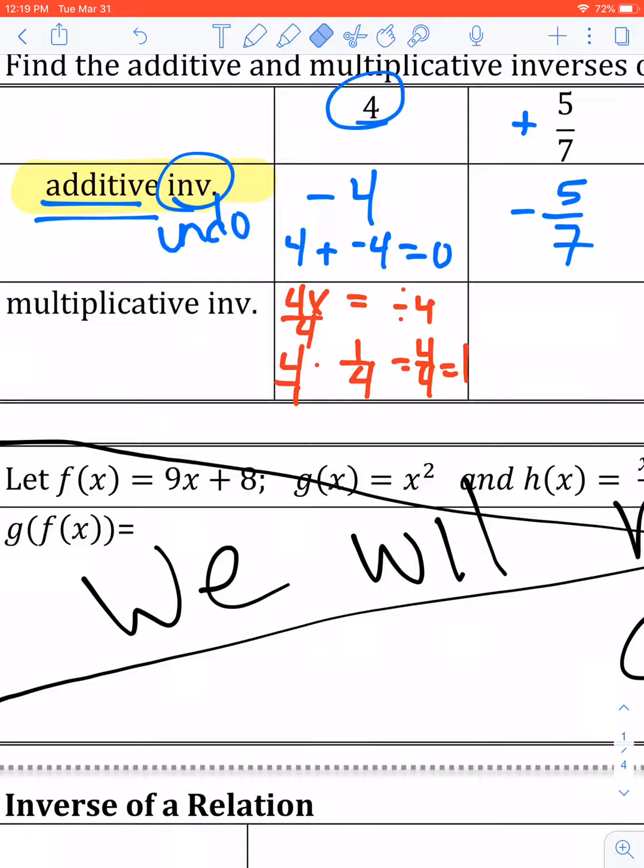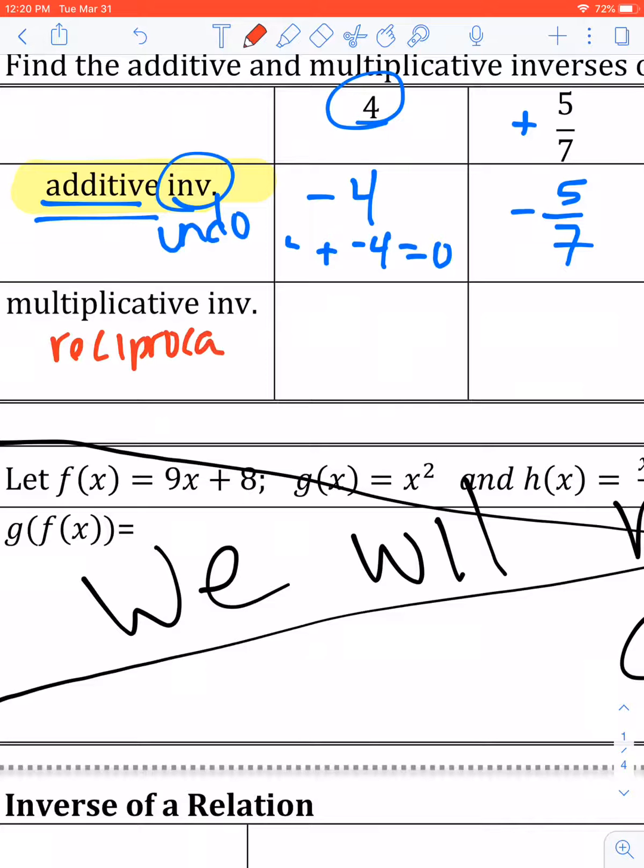So if you're like, okay, great, Nat, thanks for that, but how am I going to answer my homework? The multiplicative inverse is just the reciprocal. So this is 4/1. Its reciprocal is 1/4. That's the multiplicative inverse. Why? Again, because 4 times 1/4 gives me 4/4, which gives me 1, and that is how they cancel.